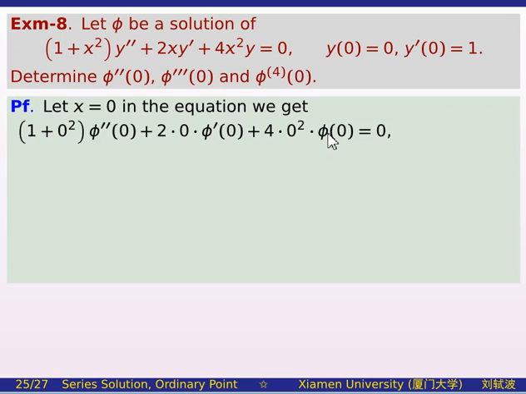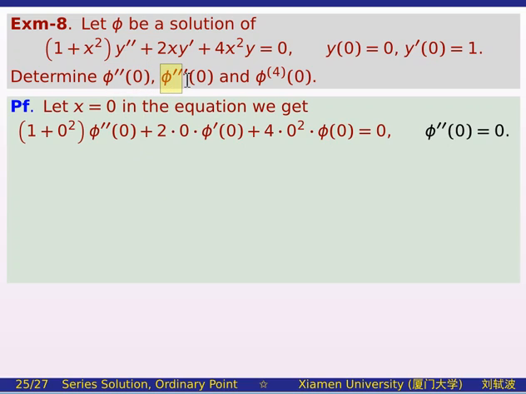Now, because phi is a solution of the equation, we can replace the unknown function y by phi here, and then evaluate the resulting equality at x equal to 0. We obtain 1 plus 0 squared times phi double prime 0, plus 2 times 0 times phi prime 0, plus 4 times 0 squared times phi 0, is 0. Then from this equality, we can solve for phi double prime 0, which is 0.